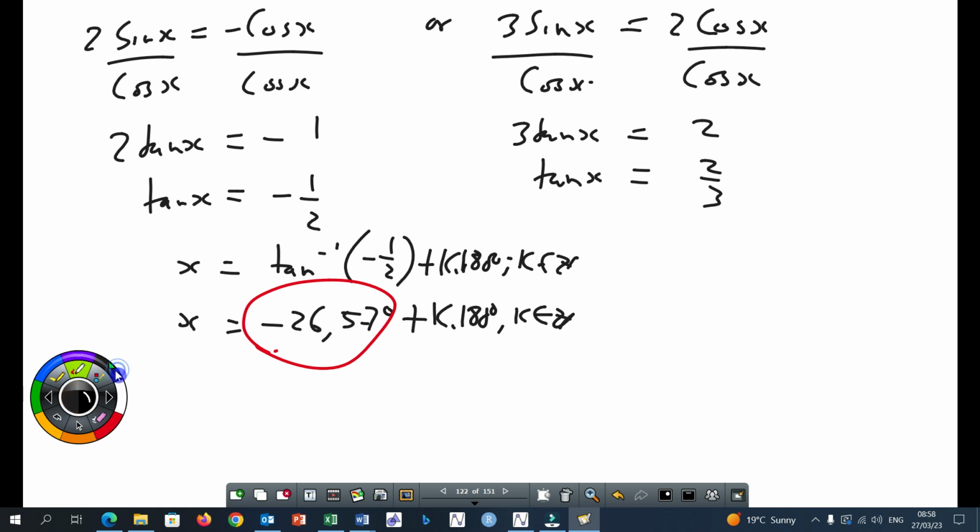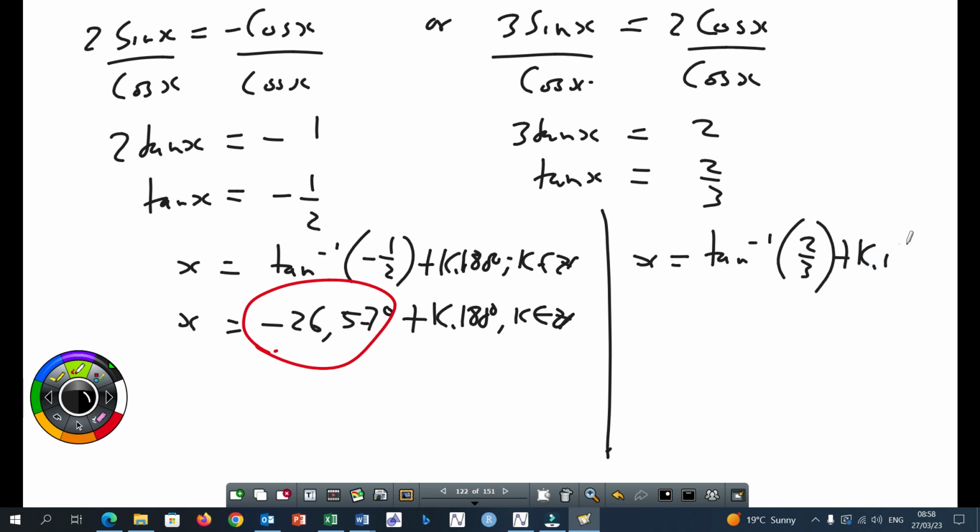Right? Then for the second one, you have x equal to shift tan of 2 over 3 plus k times 180, where k is an integer. What is shift tan of 2 over 3? 33.69. Okay, where k is an integer. Then you are done. All right.